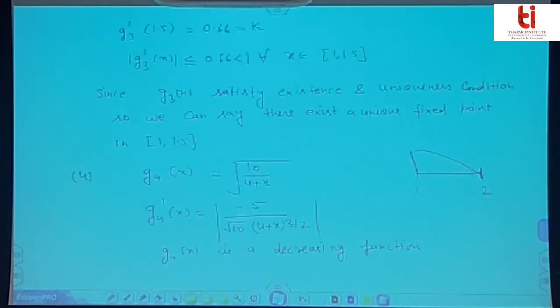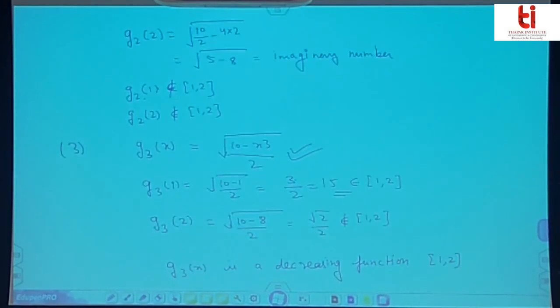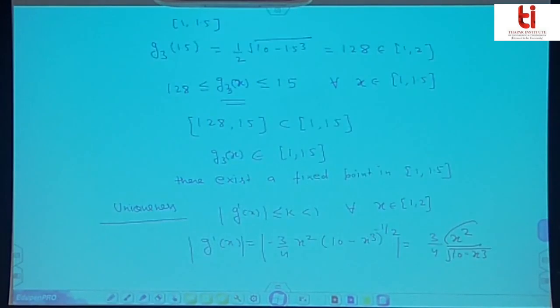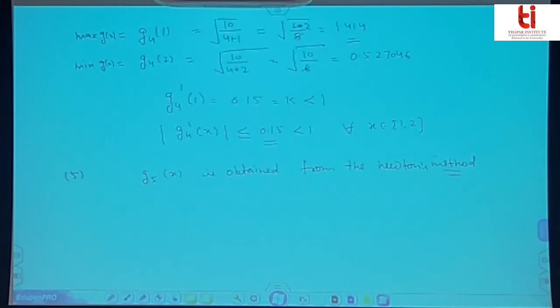So we have checked what we did till now. We wrote the function f(x) equal to 0 in terms of x equal to g(x). These g are not unique. We are getting 5 different g's. Then after that we check the condition of existence and uniqueness for each and every g. g1(x) is not satisfying the condition, g2(x) is also not satisfying, g3(x) is satisfying but inside the interval 1 to 1.5. That is a subinterval of 1 to 2. After that g4(x) is satisfying the condition inside the interval 1 to 2. And g5(x) is formed from the Newton's method.